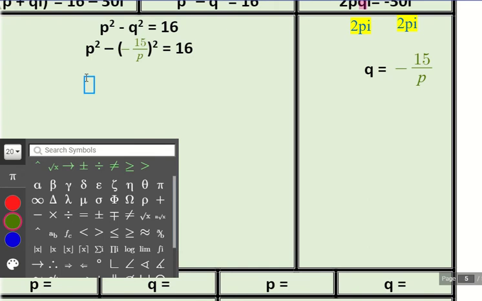So I've got my p squared. That doesn't change. Minus, because there's a minus right there. But then negative 15 squared is actually positive 225. And that p is also squared, so it's over p squared. And this whole thing is still equal to 16.